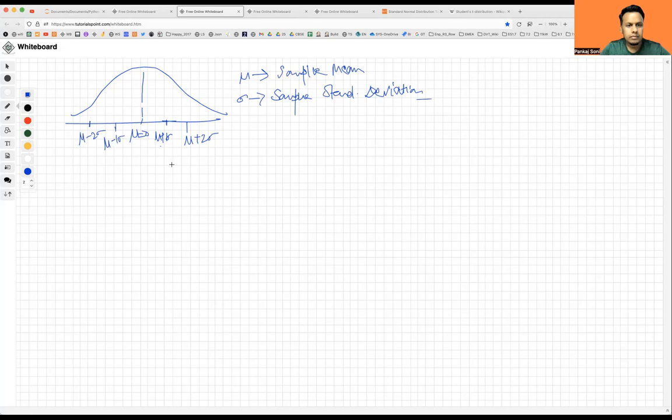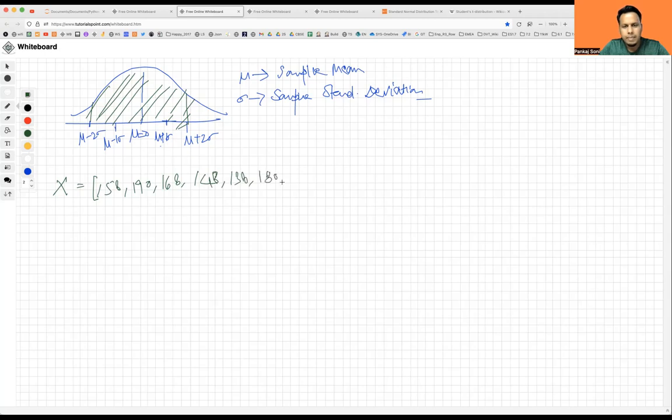Let me draw another line here. Let's say I have some data which is falling between mu plus minus 2 sigma. Let's say I have data x equal to height of students: 158, 190, some random data I'm picking, 143, 138, 180, 155. And the mean of this data is, let's say, 170, and the standard deviation is coming to, let's say, 5.